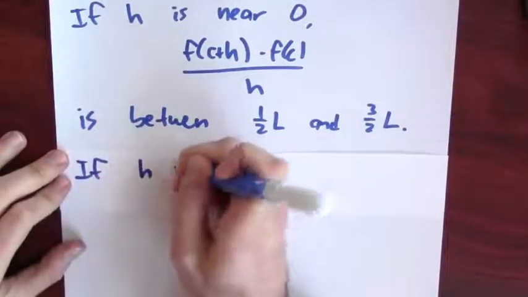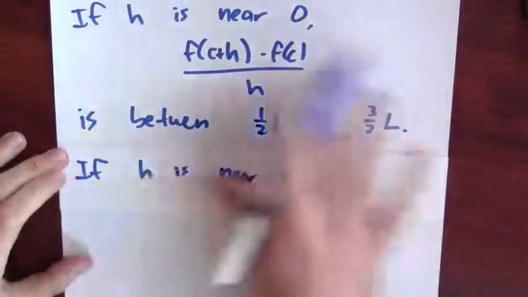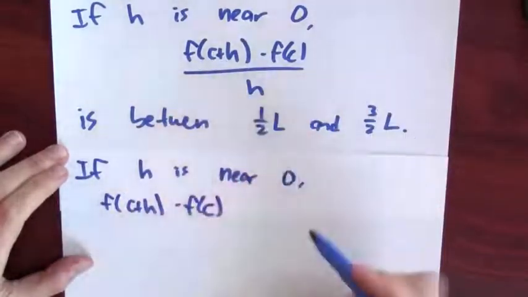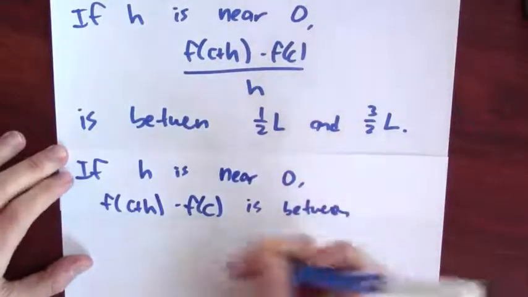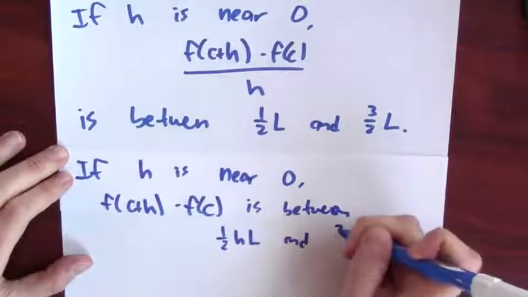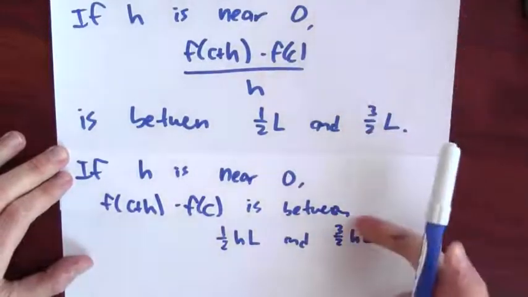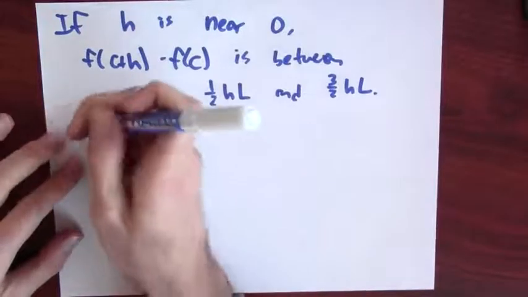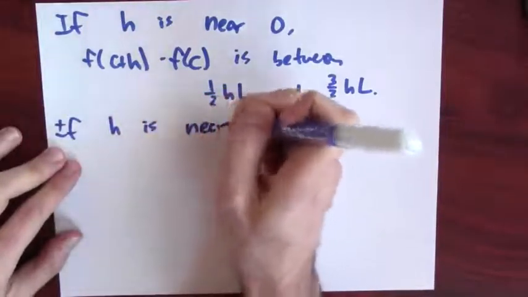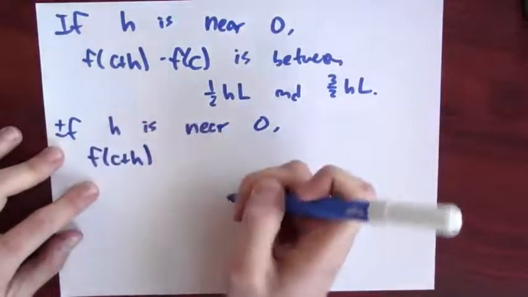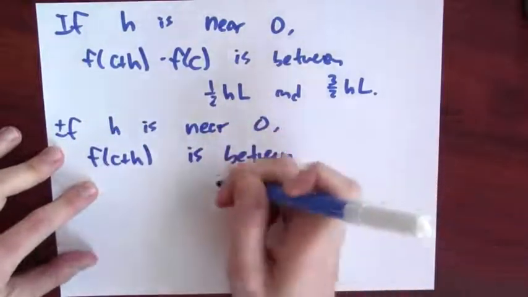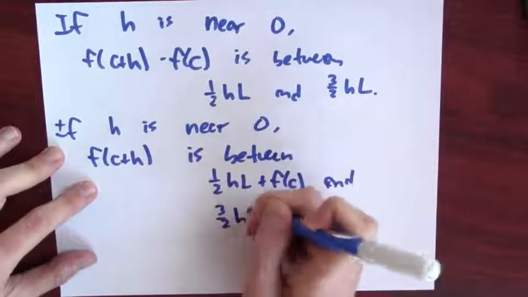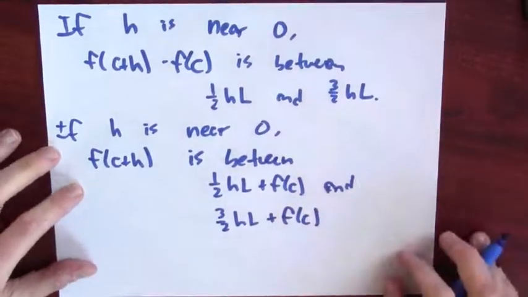Then I find out that if h is near enough 0, multiplying all this by h, I find that f of c plus h minus f of c over h times h is between 1/2 hL and 3/2 hL. I get from here to here just by multiplying by h. Now what can I do? Well, I can add f of c to all of this, and I'll find out that if h is near enough 0, then f of c plus h is between 1/2 hL plus f of c and 3/2 hL plus f of c. Okay, so this is what we've shown.